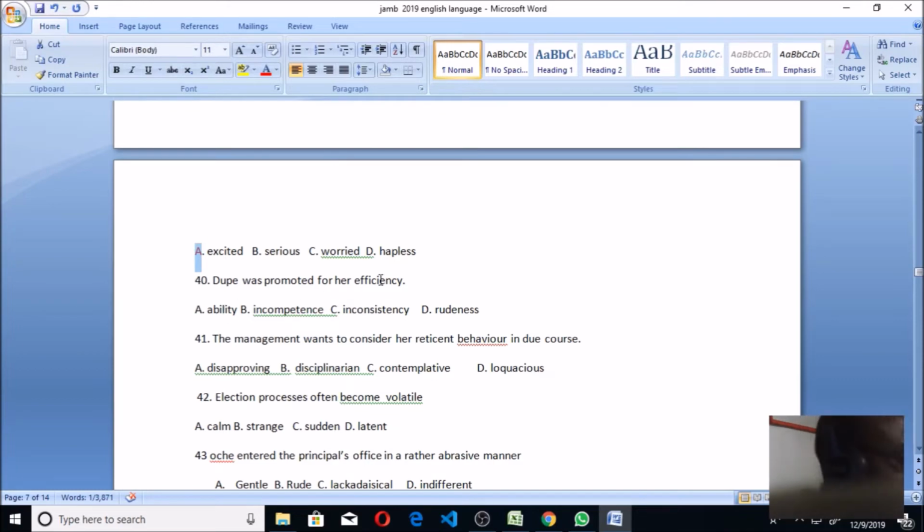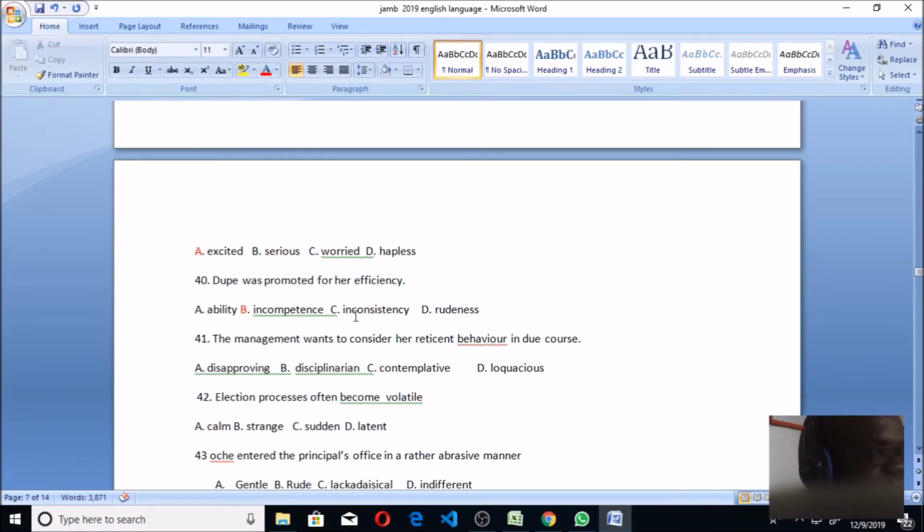What is efficiency, by the way? Efficiency simply means the quality of being efficient or being something that is well done. That is efficient. Now, ability, A, simply means the power or capacity to do something. B, incompetence simply means not skillful enough to do something. So not done well, that is incompetence. So from there you can see that the opposite of efficiency is already incompetence before we finish checking out the other options. Then the other options is inconsistency.